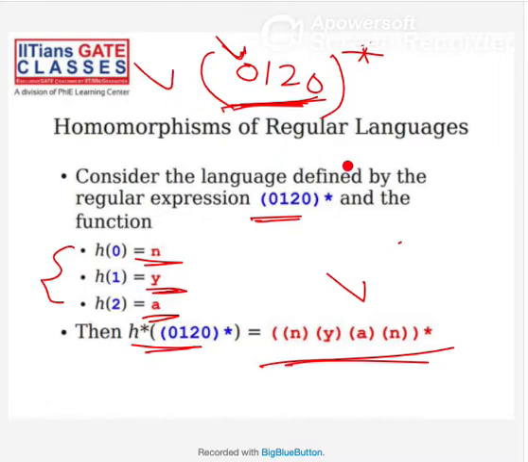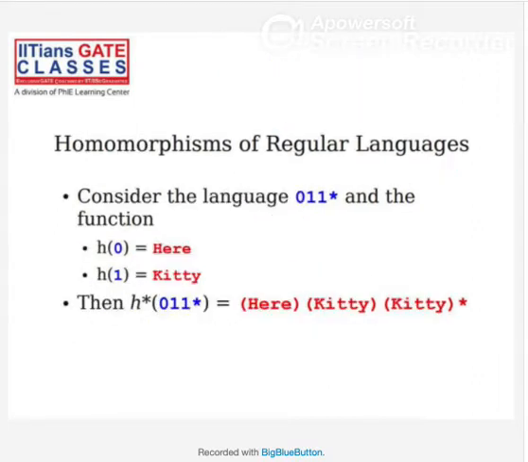Okay, so if your language is given to you in the regular expression format, then very easily you can find the homomorphism of that language. All you need to do is replace each input symbol with its image. Like this, 0 can be replaced by n, 1 can be replaced by y, and 2 can be replaced by a. So this is your homomorphism operation, and this is how you can find the homomorphism of a language.